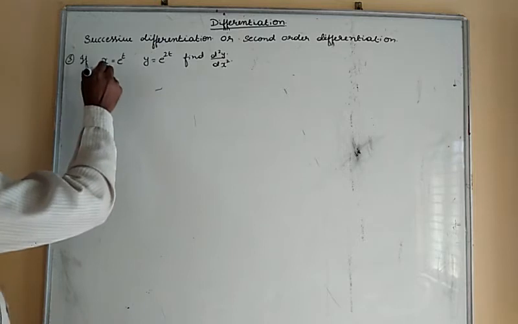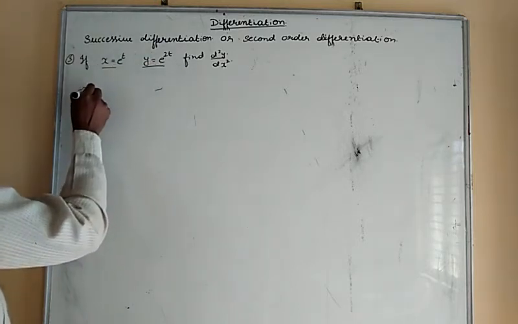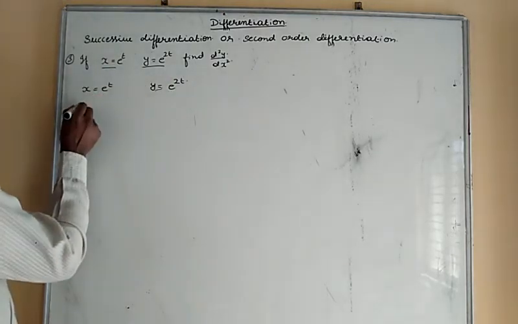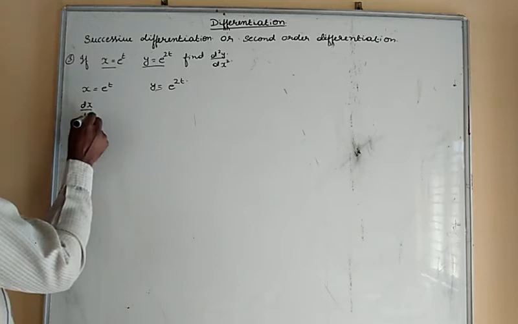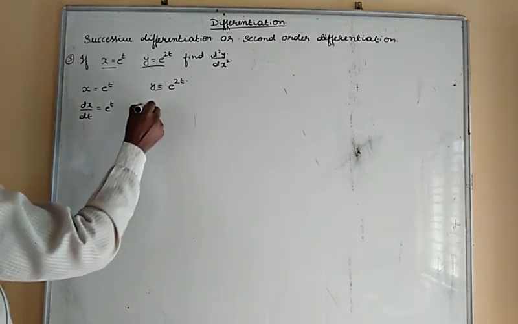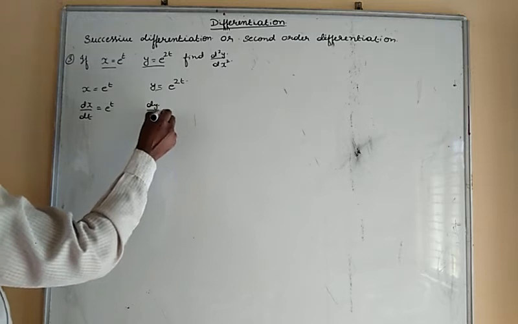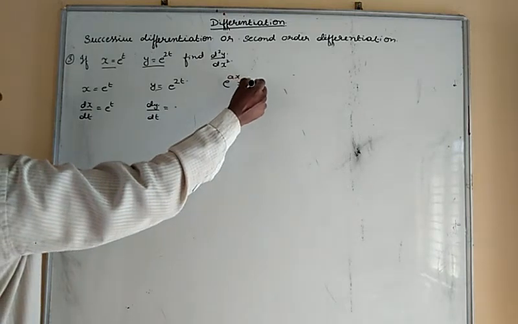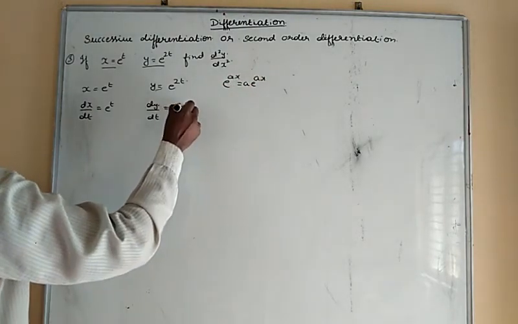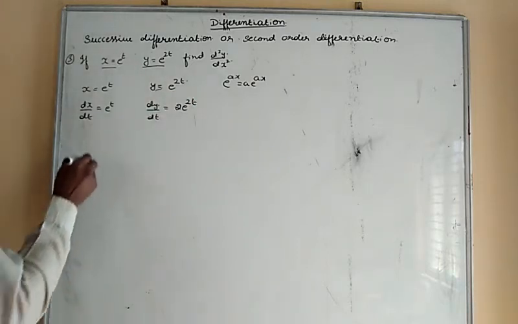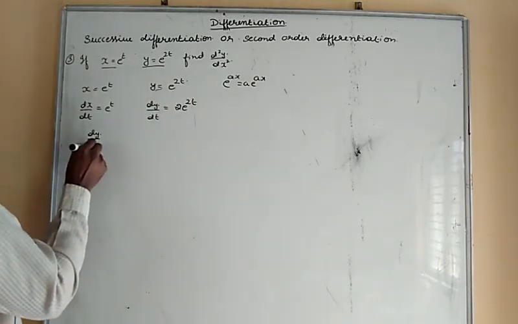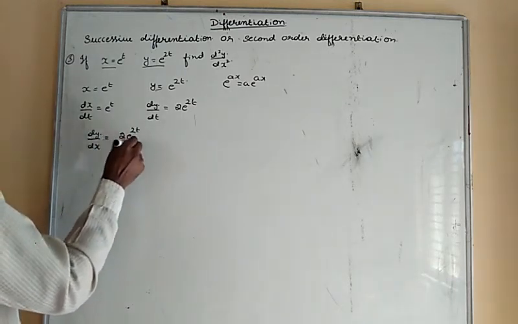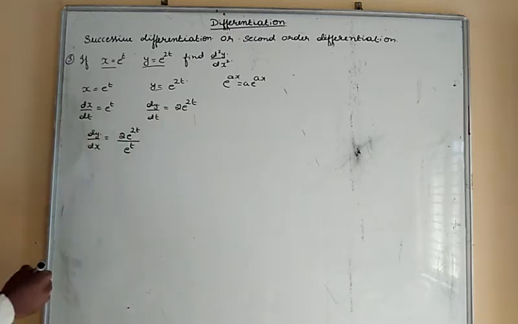So there are two functions. x is equal to e to the power of t, y is equal to e to the power of 2t. Differentiating x with respect to t gives e to the power of t only. Differentiation of y with respect to t, e to the power of 2t: we know the differentiation of e to the power of ax is a e to the power of ax, so 2e to the power of 2t. Let us first find dy by dx. So dy by dx is equal to 2e to the power of 2t by e to the power of t.